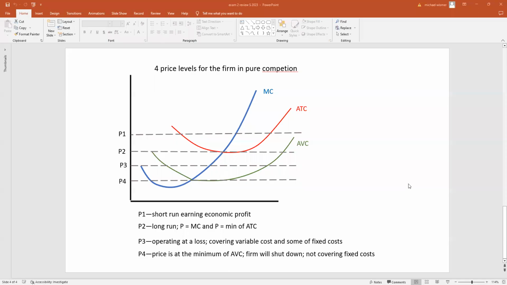I'm now showing you a graph that I call four price levels for the firm in pure competition. I've shown our marginal cost curve, our average total cost curve, and usually in terms of the graphs for our business structures, I don't show the average variable cost curve, but in this case, I show the average variable cost curve because it's important to also understand at different price levels how the average variable cost curve will come into play.